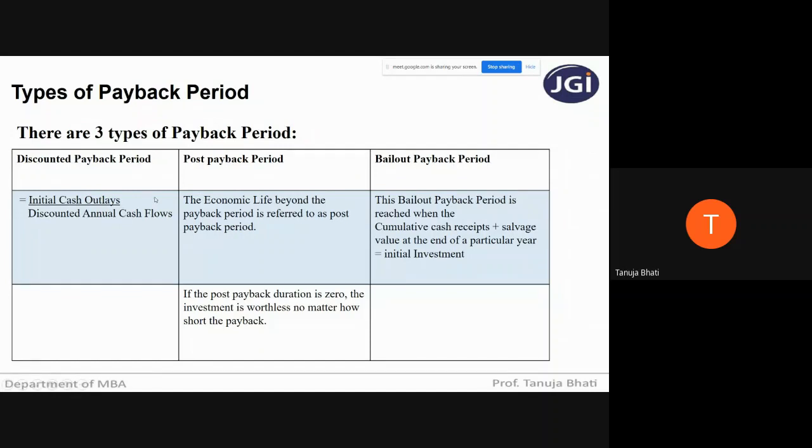So you all must have heard my audio, right? You'll be able to hear me? Yes, ma'am. You can relate it and just see that in case of discounted payback period, it is the same as normal payback period, but only your annual cash flows, you're going to discount them and get them to your present value. So it is initial cash outlay divided by discounted annual cash flows. So is discounted payback period clear to everyone? Yes, students. Is this part clear? Yes, ma'am.